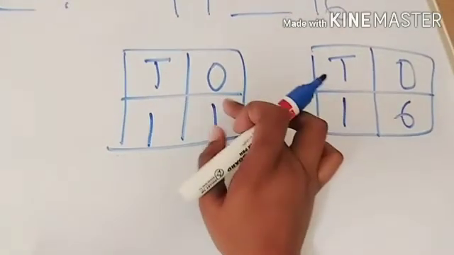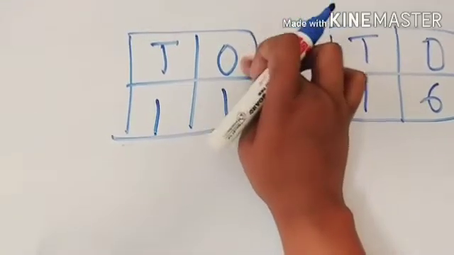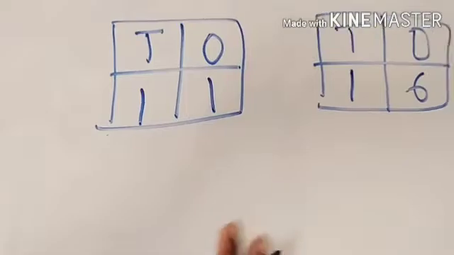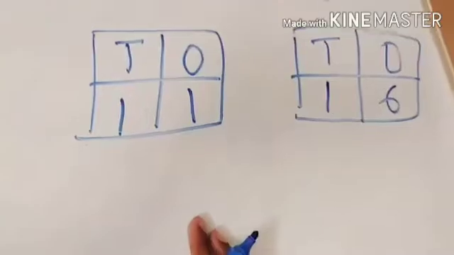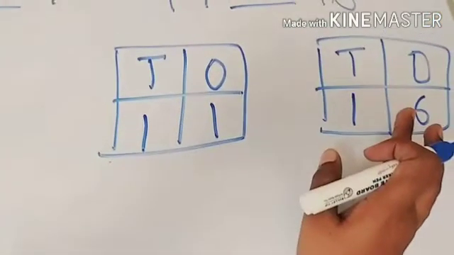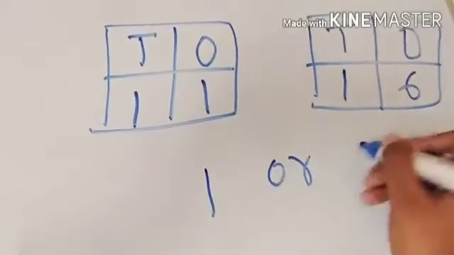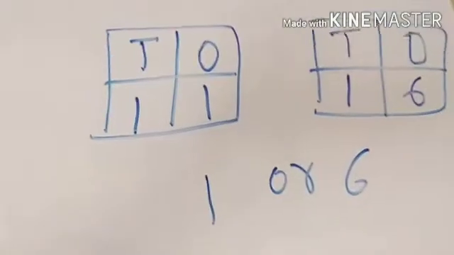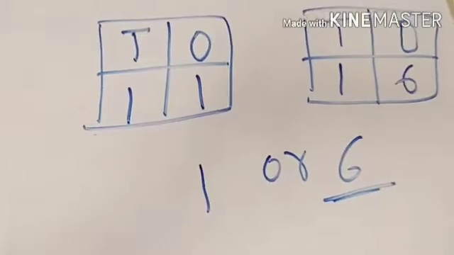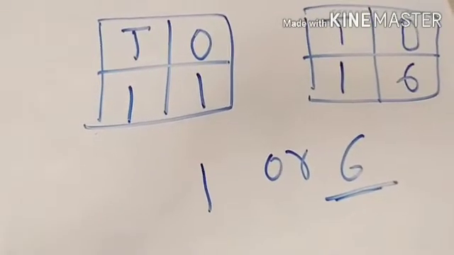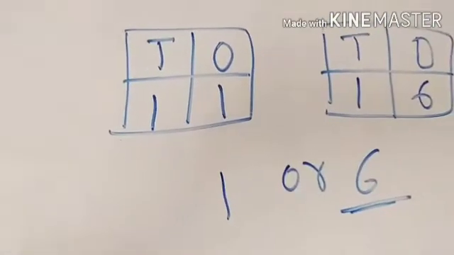See children, in this number 1 is in one's place and 6 is in one's place. So here 1 is there and here 6 is there. Tell me students, which is the bigger number, 1 or 6? Yes, 6 is a bigger number. So we are going to open the mouth of the crocodile towards the bigger number.